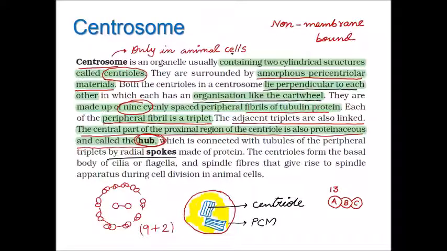Last point, the centrioles form the basal body of cilia and flagella. So that point is important. Cilia and flagella are long structures. They should have something called a basal body. The basal body is the portion of cilia and flagella that is inserted in the cell membrane or the cell wall. This basal body actually arises from the centrioles. It is made up of centrioles. That point is very important because this was asked once in the NEET exam. So centrioles form the basal body of cilia and flagella.